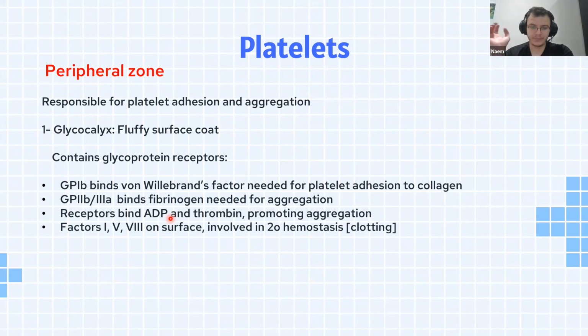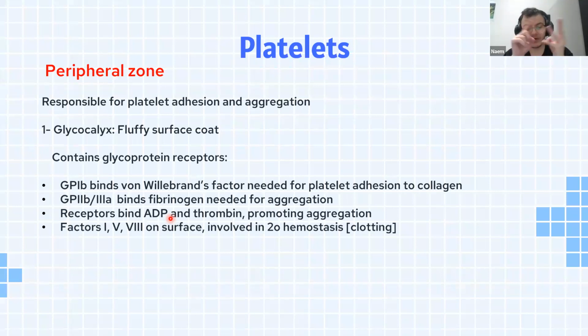As simple as that. Okay, so we're done with the first three molecules: glycoprotein 1B, glycoprotein 2B3A, and the receptor that binds ADP and thrombin. Now, the last thing that we have on the surface of the glycocalyx is factor 1, 5, and 7. Sorry, not 7, 8. 1, 5, and 8.